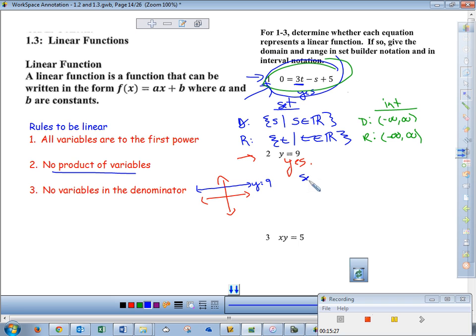Set notation for the domain. Remember, you're reading from left to right for domain. How far left, how far right do you go when it comes to the domain of that line? All real. So it's the set of all x's such that x is an element of the reals.